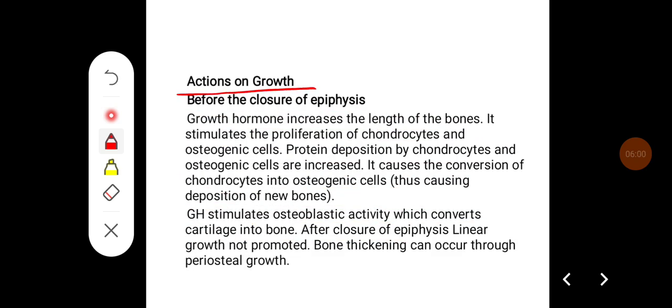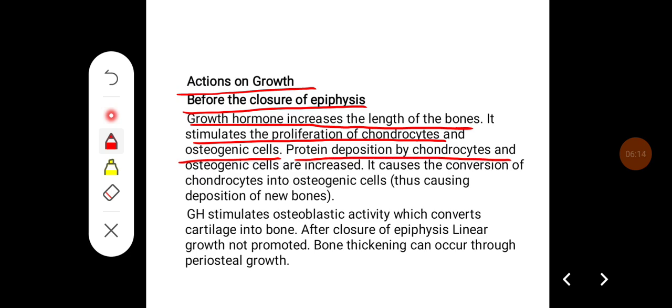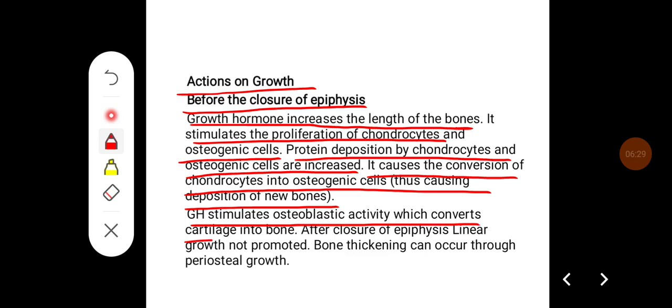Actions on growth. Before the closure of epiphysis, growth hormone increases the length of the bones. It stimulates proliferation of chondrocytes and osteogenic cells. Protein deposition by chondrocytes and osteogenic cells is increased, and it causes conversion of chondrocytes into osteogenic cells, thus causing deposition of new bone. Growth hormone stimulates osteoblastic activity, which converts cartilage into bone. And after closure of epiphysis, linear growth is not promoted. Bone thickening can occur through the periosteal growth.